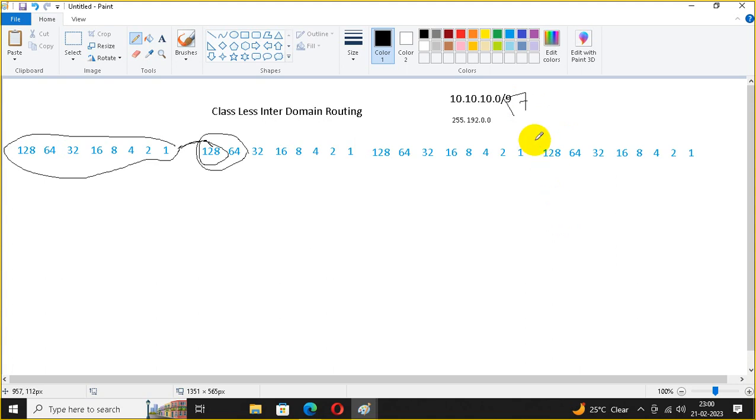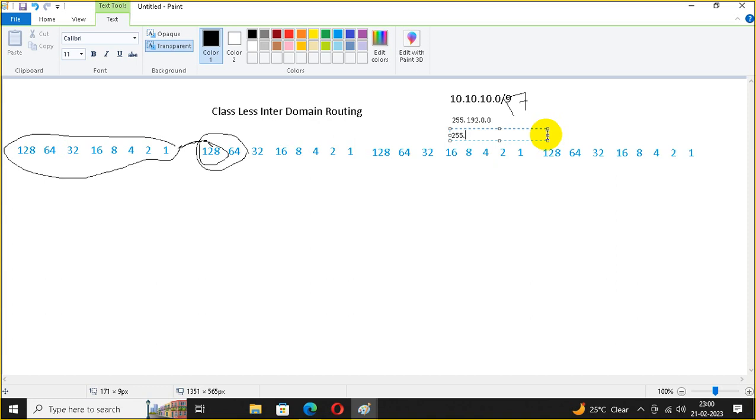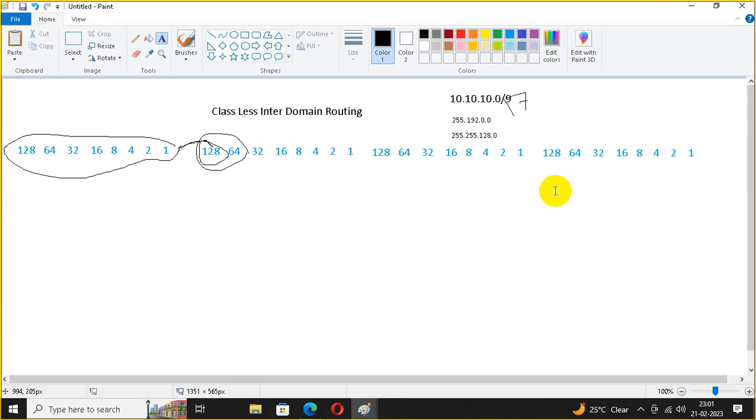If the value is 17, then what will be the subnet? 255.255.128.0. Very good. Why? Because how many 8s come here? Two. So you have to put 255.255, then 128. Clear? Yes, sir. Perfect.